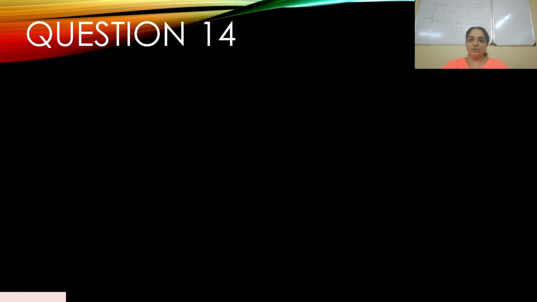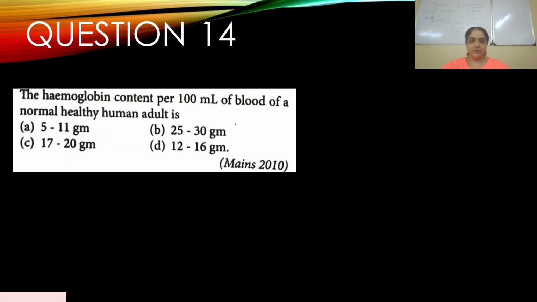Question number 14. Okay, the hemoglobin content per 100 ml of blood of a normal healthy human adult is, so you have your options A, B, C and D. This appeared in NEET 2010.